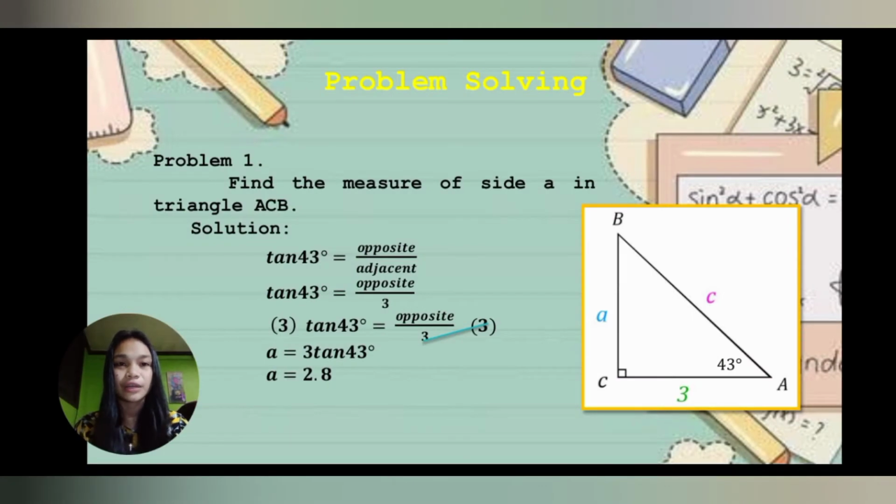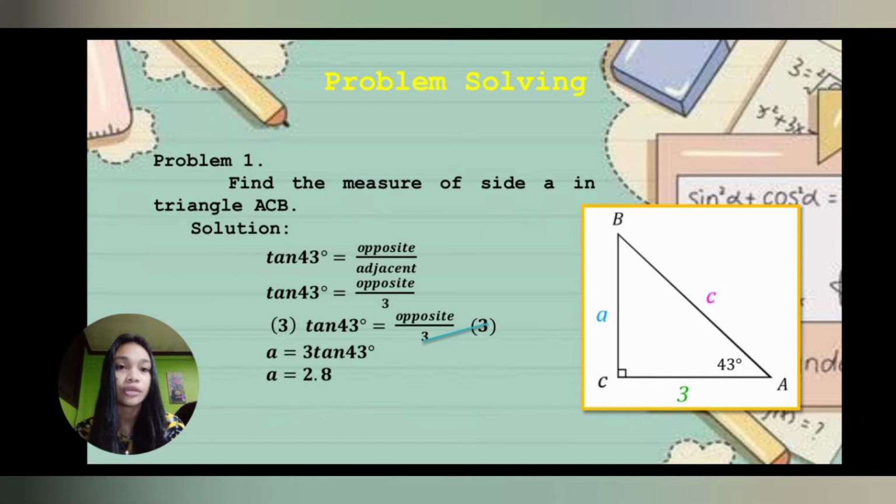Let's have an example, problem number 1. Find the measure of side A in the triangle ACB. This is our triangle. All we need to do is to find the measure of our side A. So we have our 40 degrees, the 3 on the lower side, which is our adjacent, and our A is our opposite side, and our C is our hypotenuse side. So the formula that can be used to solve this problem is the TOA formula, because our problem is to measure the side A, which is our opposite side.